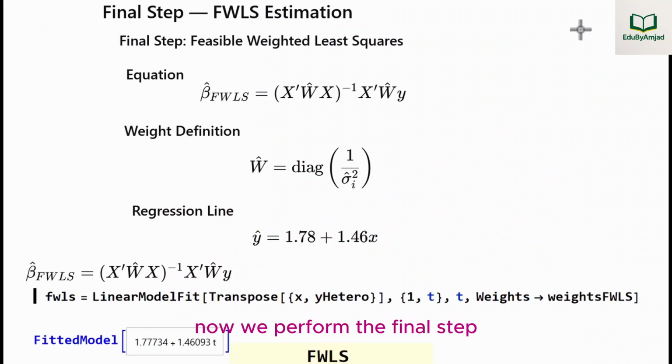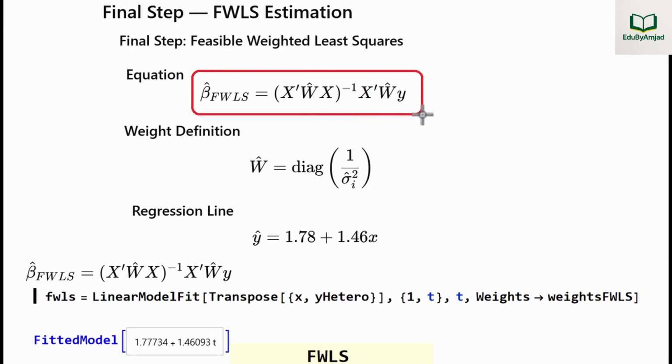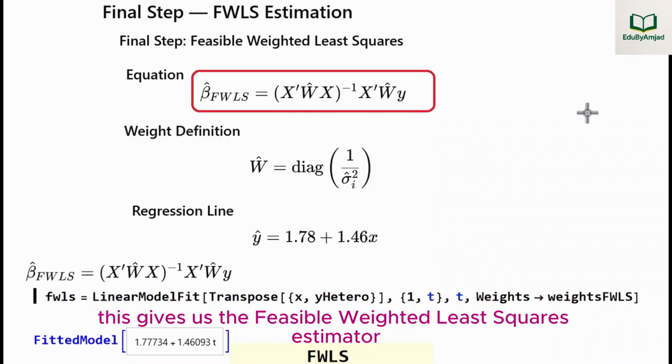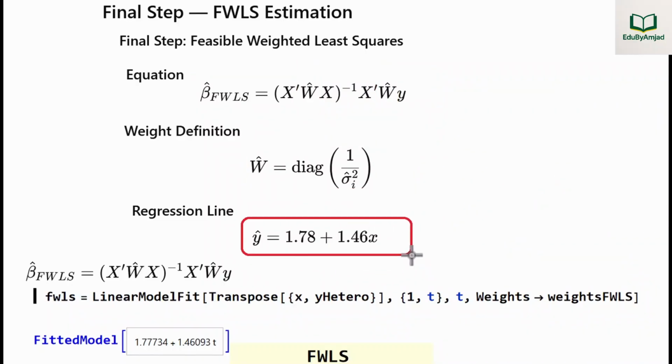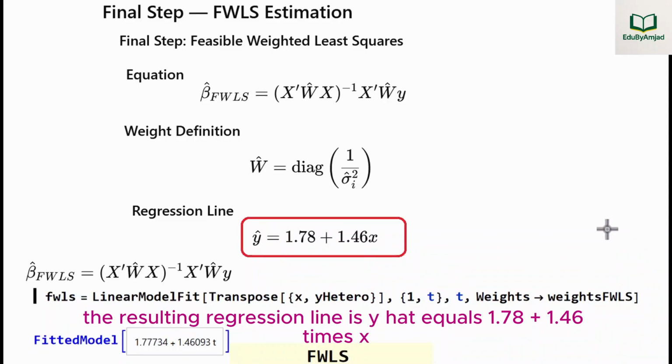Now we perform the final step. We run a weighted least squares regression using these estimated weights. This gives us the feasible weighted least squares estimator. The resulting regression line is y hat equals 1.78 plus 1.46 times x.